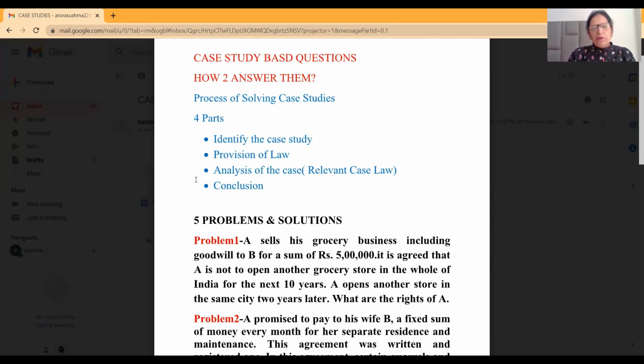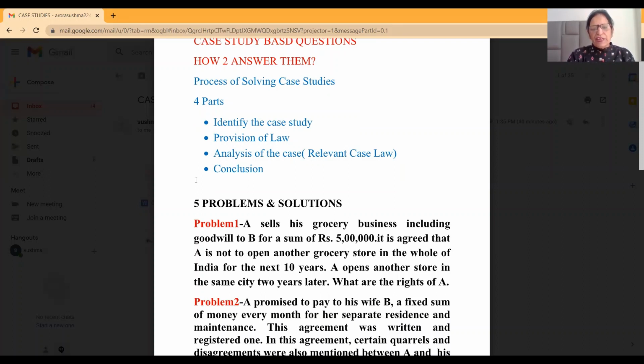So friends, I have told you four parts. You have to answer such questions in four parts. The very first is identify the case study. Second is provision of law. Third is analysis of the case or relevant case law, if you remember, you have to write. And then conclusion. You have to conclude what has been asked in the question. So you have to give your answer. I will take up 5 problems along with their solutions, which will give you more clarification.